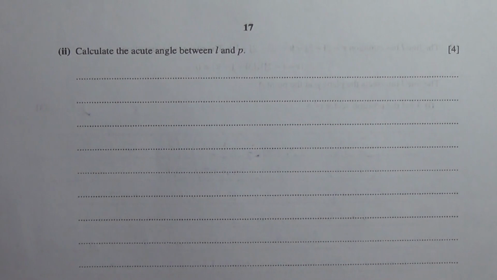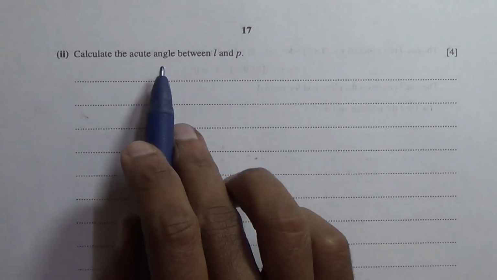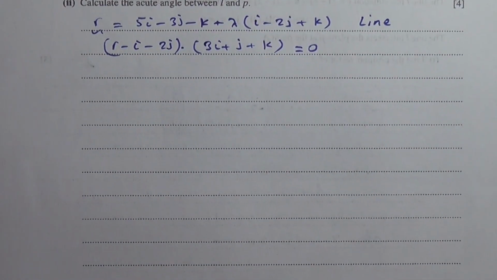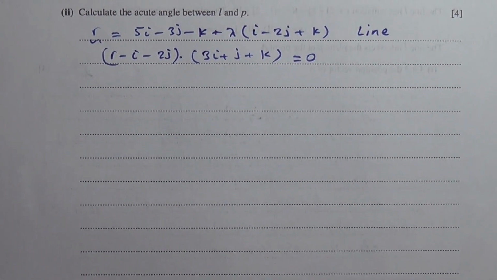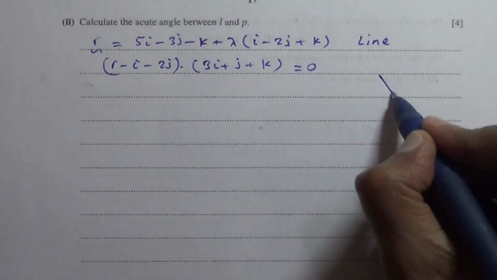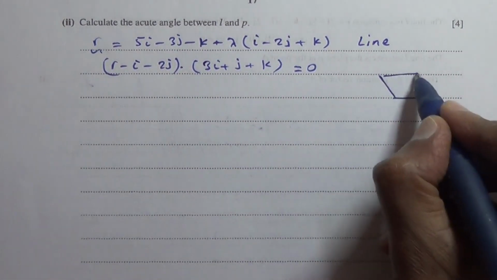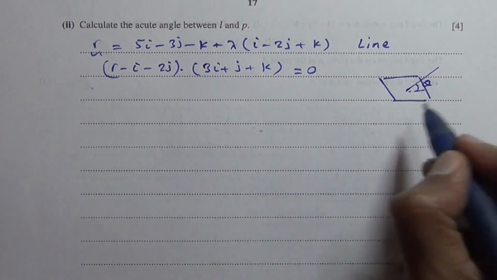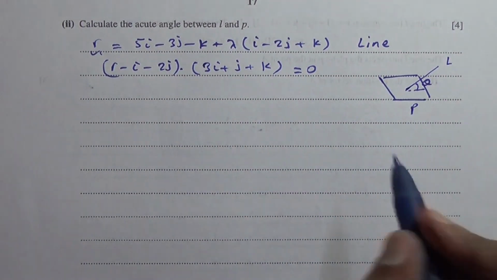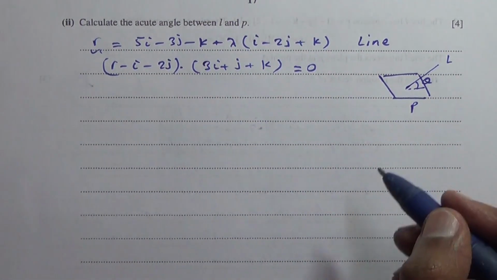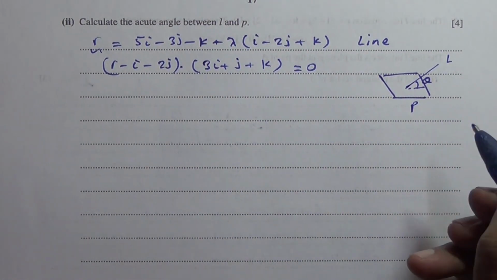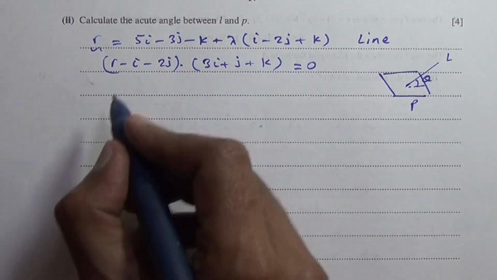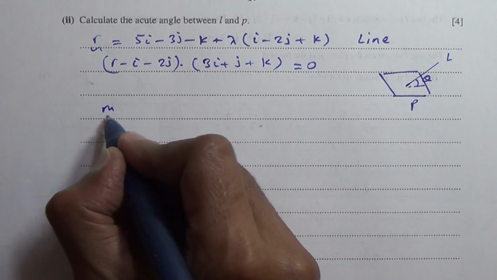For the second part, we need to calculate the acute angle between L and P. Now, to calculate the acute angle between the line and the plane, let that be θ. This is the plane, this is the line. Because we're using plane and line, it's not between two planes, so we're going to use sine. But first of all, let's look at their direction vectors. Let me call the direction vector of the line L to be m.